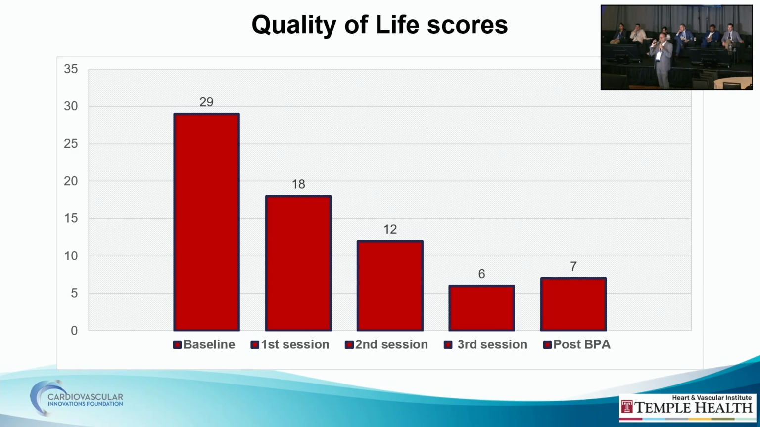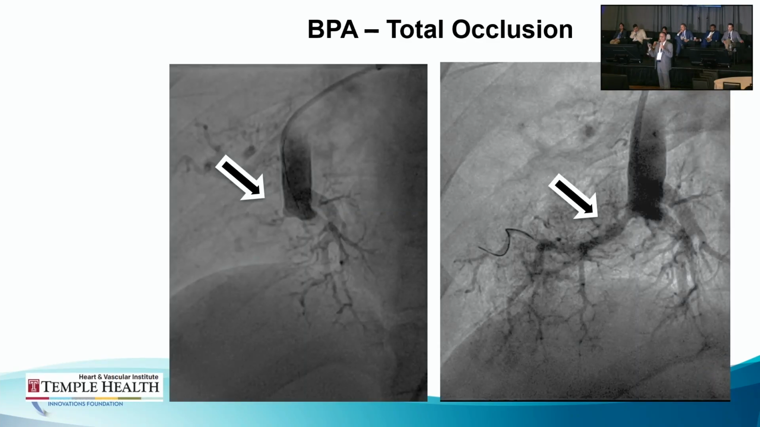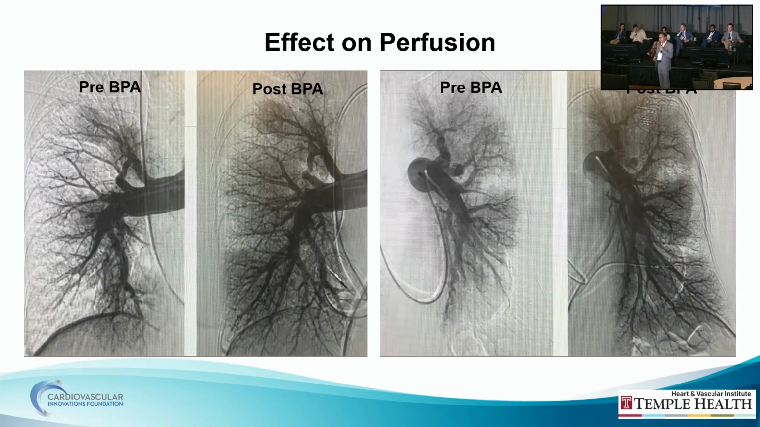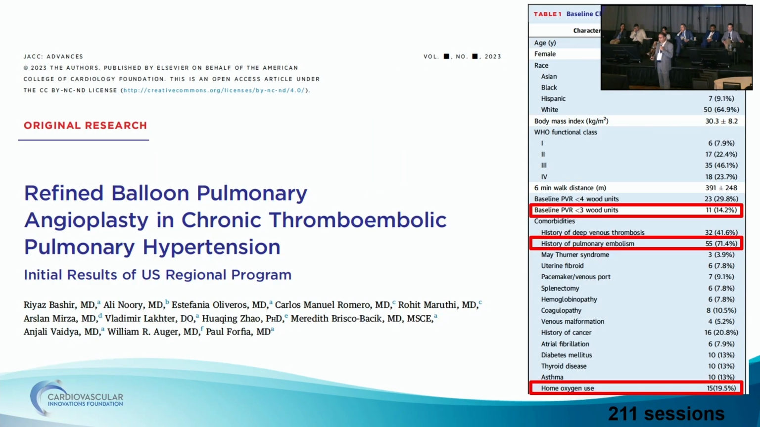It's one of the most gratifying procedures that you can do in interventional cardiology, is to treat these patients. They dramatically change their life. And here are a couple of examples of our cases. This is a lobar artery occlusion, and you can see the reperfusion. And here is the perfusion post-balloon pulmonary angioplasty before and after.